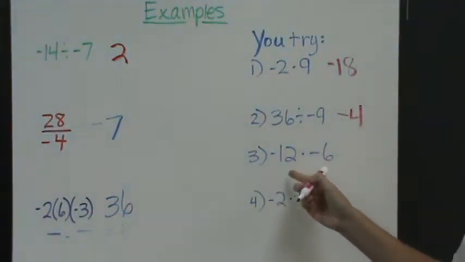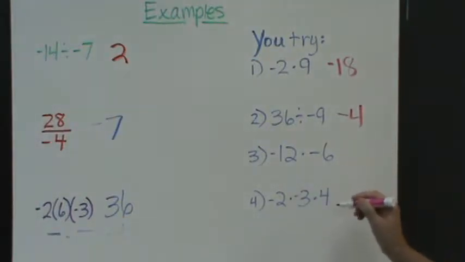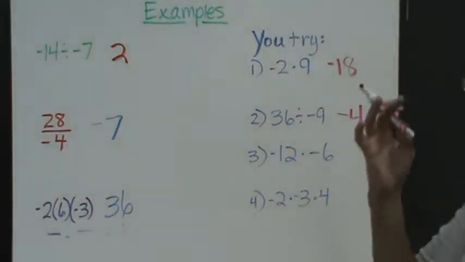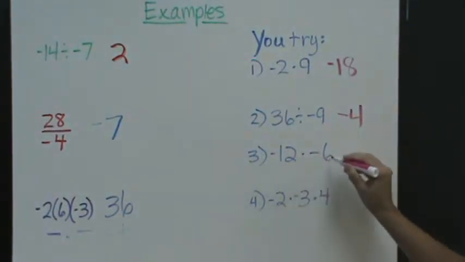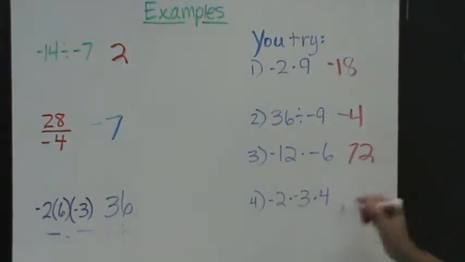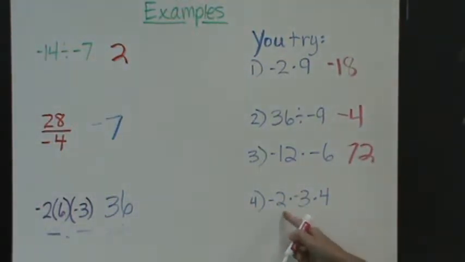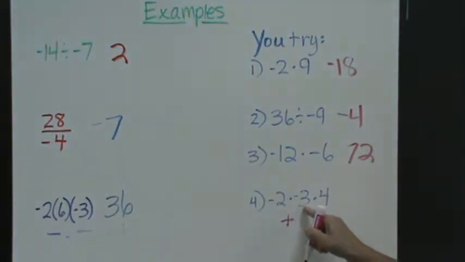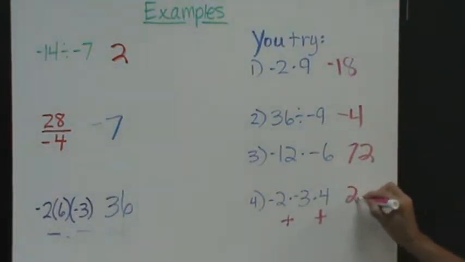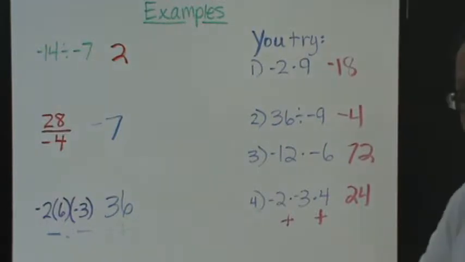Here, my signs are the same. My answer is positive. It's not necessary to put the positive sign, but if you want to, just to make sure, ask yourself, are the signs the same? That's fine. And 12 times 6 is 72. And the last one, I've got a series of numbers. Negative times a negative is a positive, and a positive times a positive gives me a positive. Then 2 times 3 is 6. 6 times 4 is 24. Hope you got the right answers.